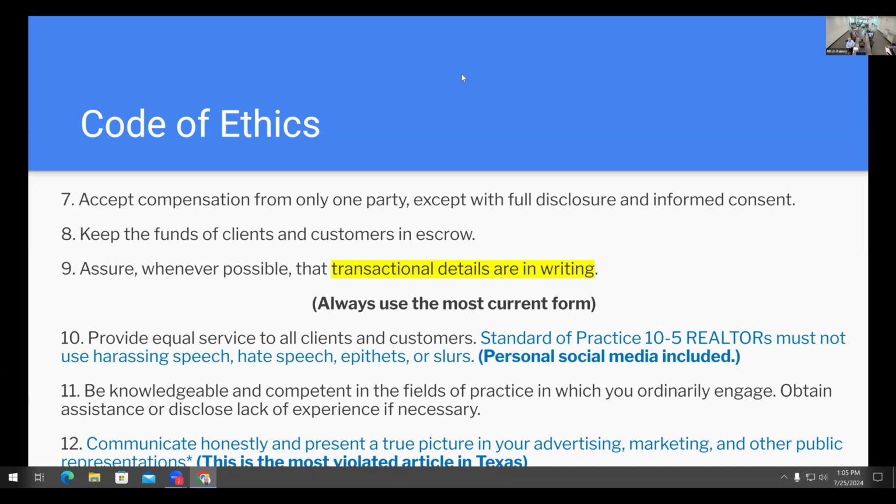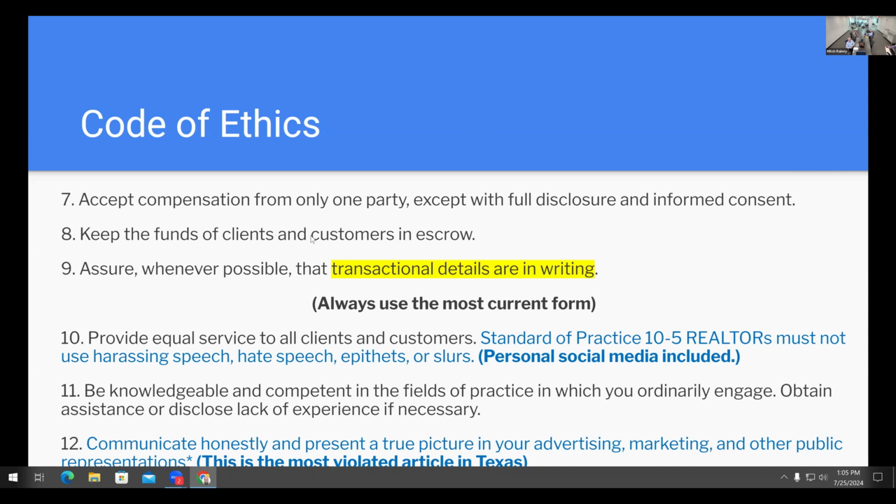And everything goes through the broker. You don't take any checks in your name or put anything into your accounts. Everything goes directly to the broker. So have it made out to Keller Williams Memorial and bring it here.